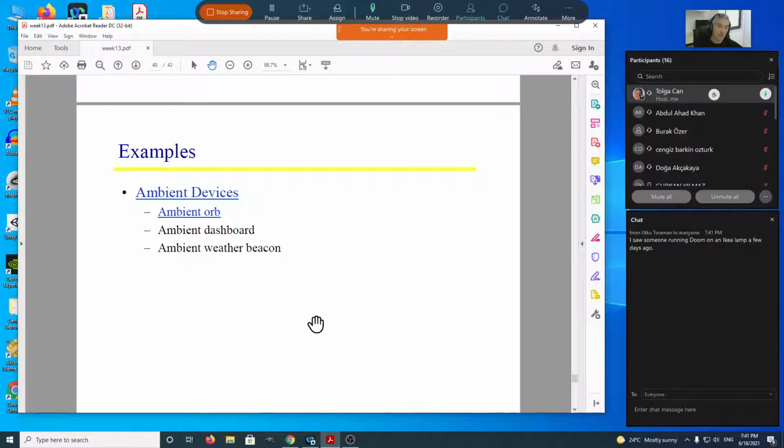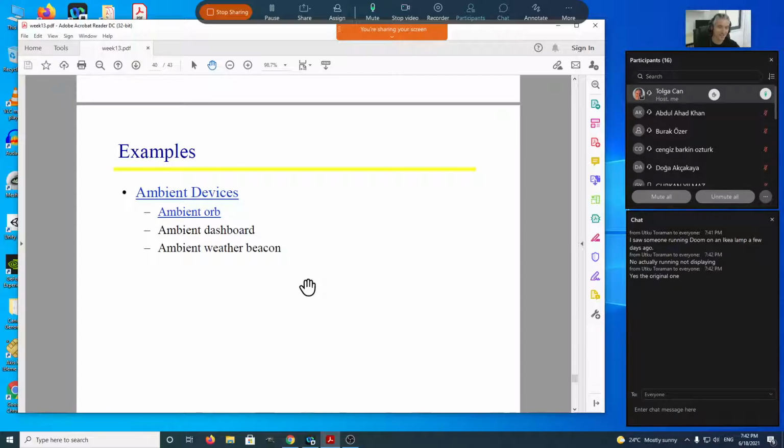Wow, someone ran Doom on an IKEA lamp a few days ago. That's really interesting. So they use it as a monitor? You mean screen? IKEA lamp. So how did they? So probably it's just like those bendable displays. Maybe this IKEA lamp has this. Oh, so it was running Doom. Oh, I see. It wasn't displaying. Do you mean the Doom game, right? The PC game Doom.